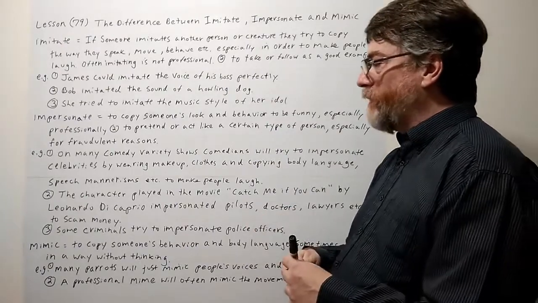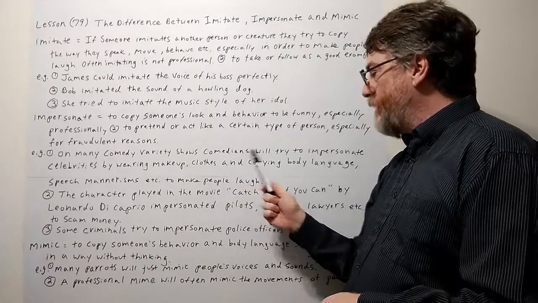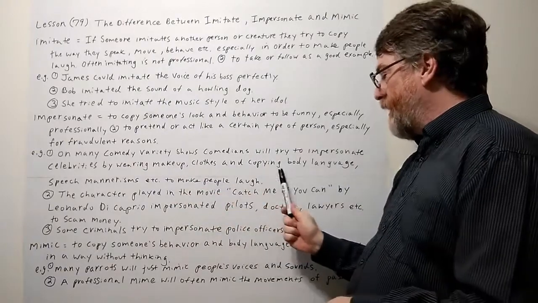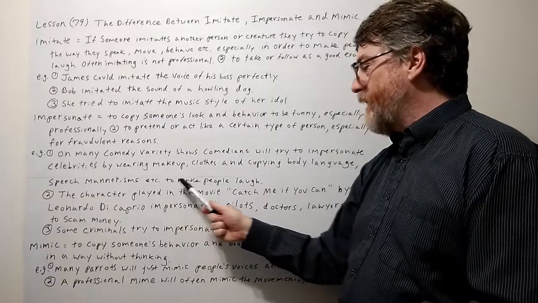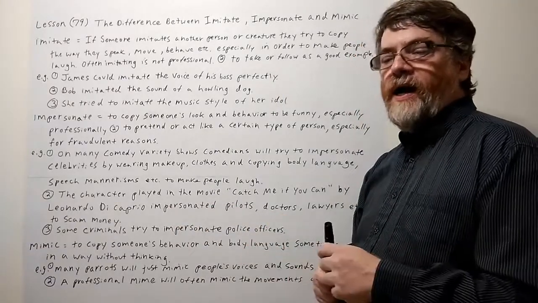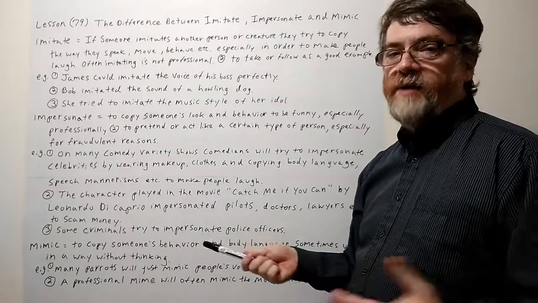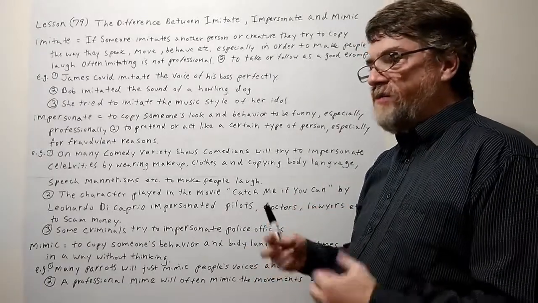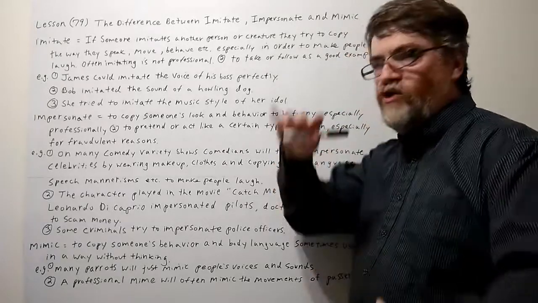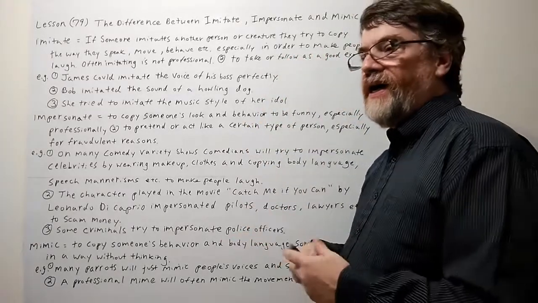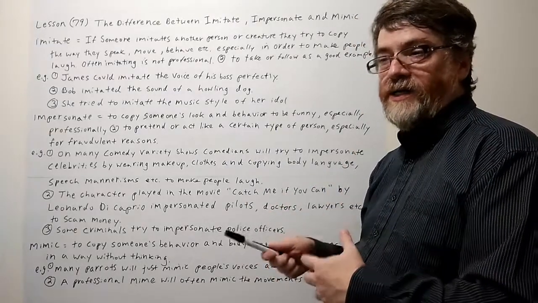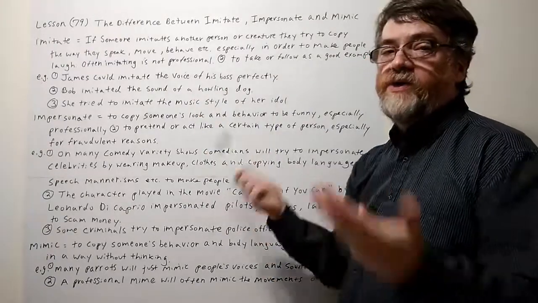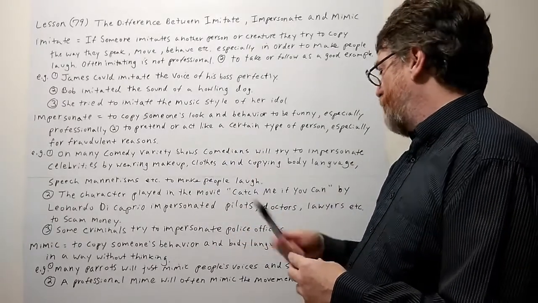So let's look at the first one. On many comedy variety shows, comedians will try to impersonate celebrities by wearing makeup, clothes, and copying body language, speech mannerisms, etc., to make people laugh. We always know there's these late night comedy shows, where especially if they go through a lot of effort, they don't just do a voice. Maybe they do a lot of makeup and they wear wigs and they try to get the mannerisms down, the way they move. So a lot more effort is done in it. So for that reason, it's usually more likely to be professional, as opposed to imitate, which is done all the time. Okay, good.